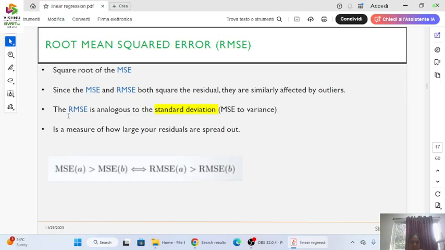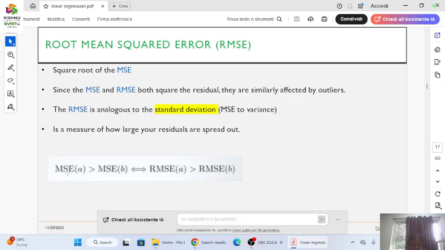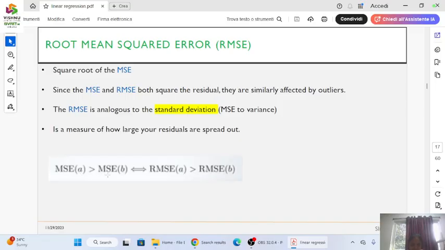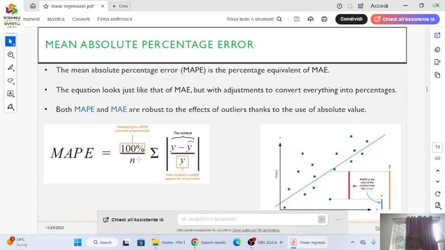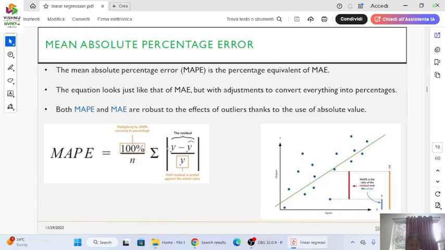So here RMSE is analogous to the standard deviation, and MSE to the variance; it measures how spread out your residuals are, right? So now you can see first MSE A and B, and then RMSE A, and then RMSE B. Like that we can see the root mean squares. And mean absolute percentage error will also be there. Now we observed 1 by n, and then the summation and squaring of that.